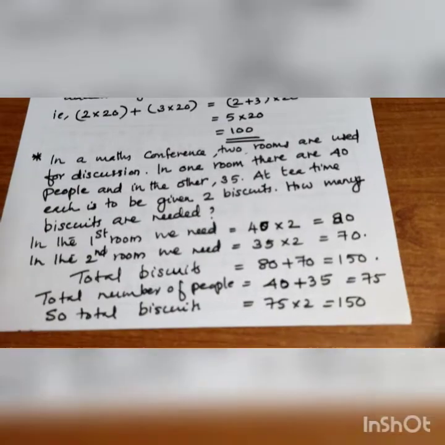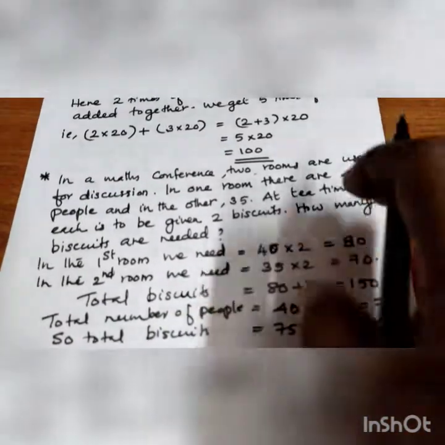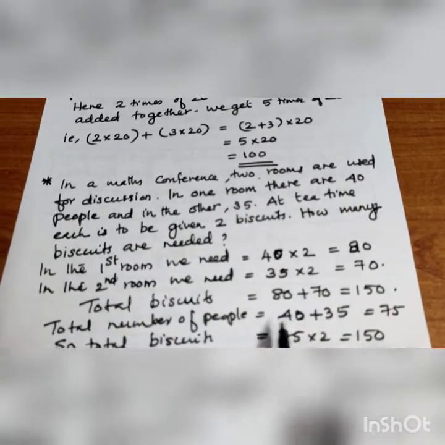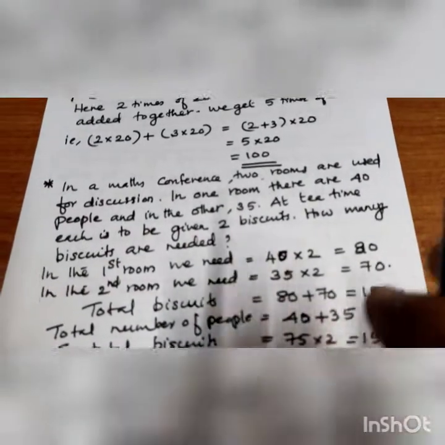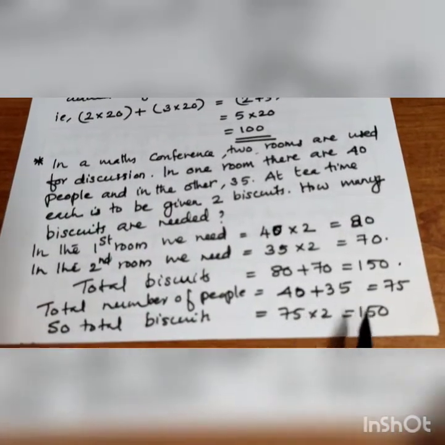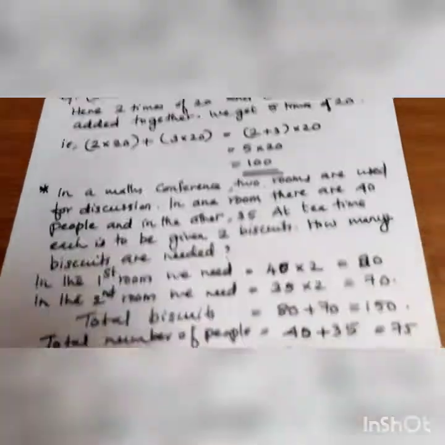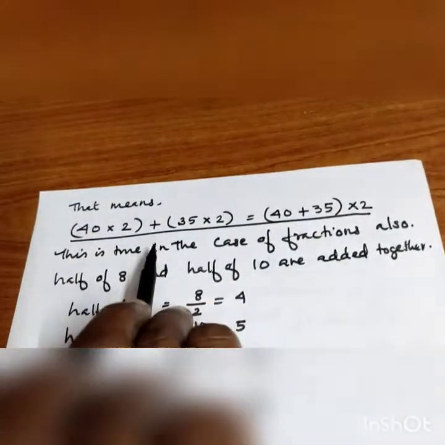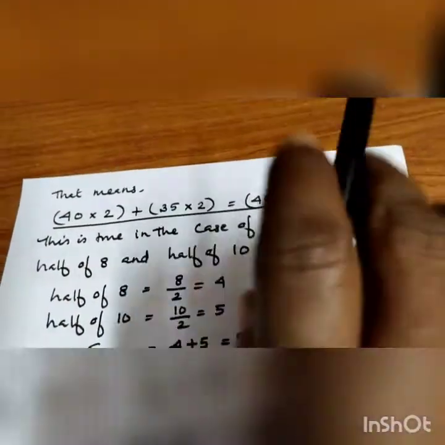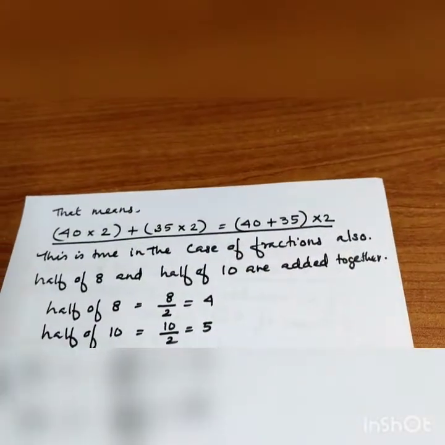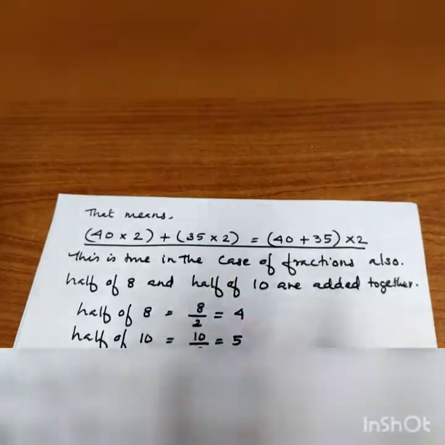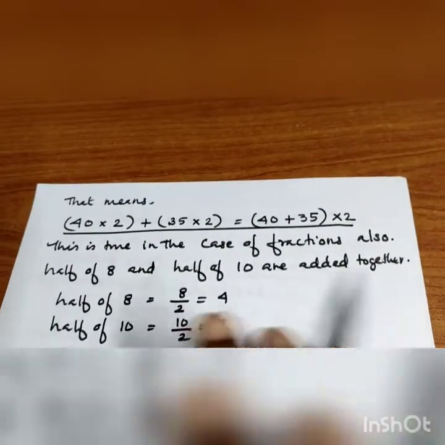Or otherwise, how many people are in both the rooms? First room 40, second room 35. Total 75. Each one got 2 biscuits. Therefore, total biscuits is equal to 75 into 2, 150. It means 40 into 2 plus 35 into 2 is equal to 40 plus 35 into 2. This is true in the case of fractions also, not natural numbers only. It is true in fractions also.